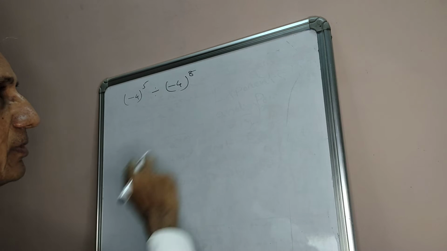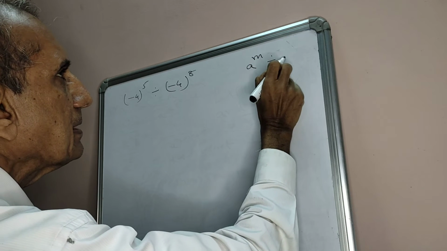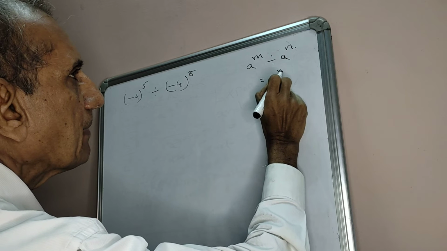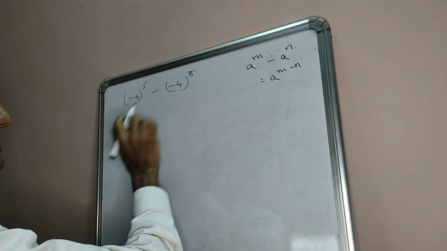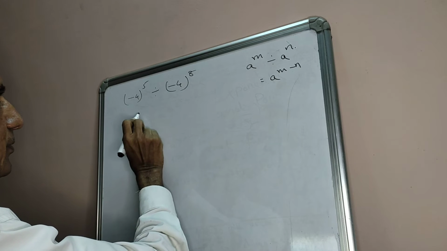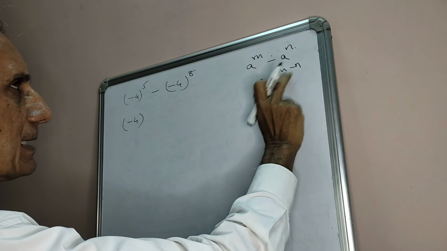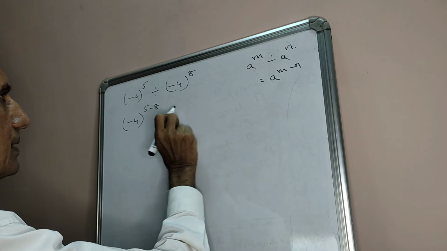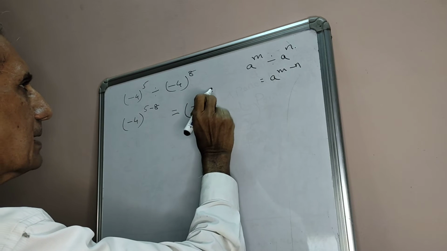So the second law, what does the second law say? a^m divided by a^n is a^(m minus n). Apply the same law over here. The bases are the same, minus 4. Since this is division, we subtract the powers. So 5 minus 8, what do I get? Minus 4 whole to the power minus 3.